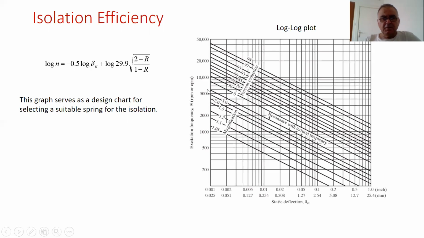You simply find your operating frequency or speed. Let's say it's 5,000 RPM, and then you go to the amount of reduction required, like let's say 90%. 5,000 and 90%, you just go there and find the point at which they intersect, and then you go down, and you find the static deflection value, from which, given the mass, you can find the k value, the spring constant that is necessary.